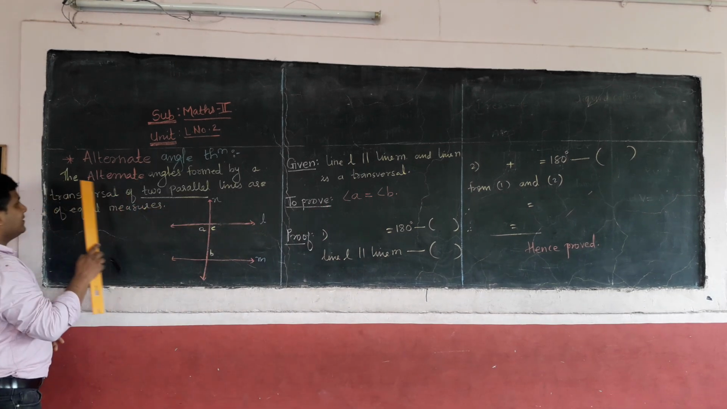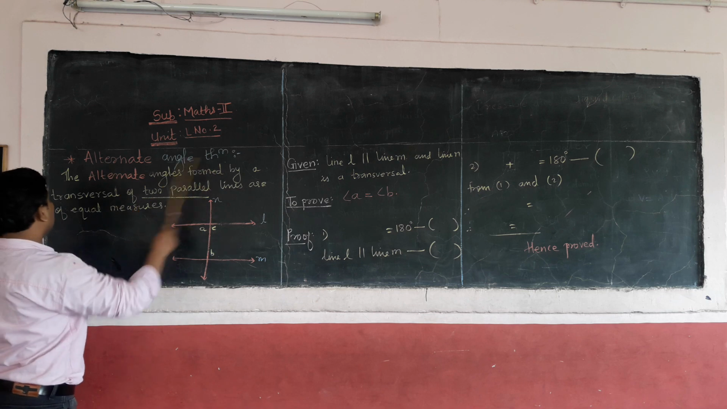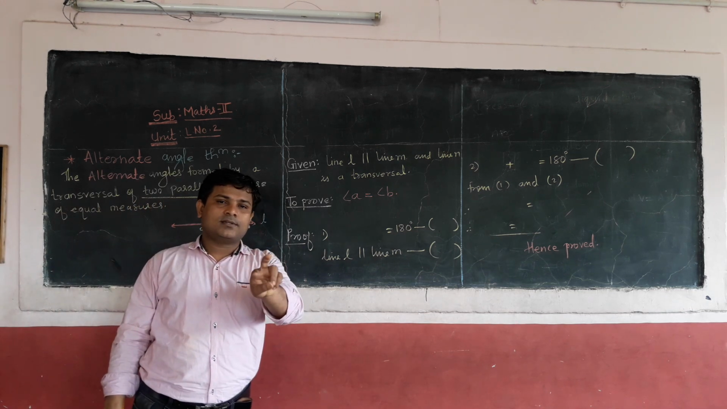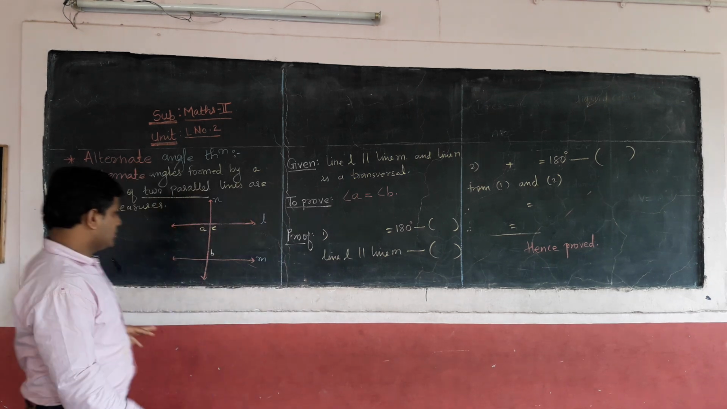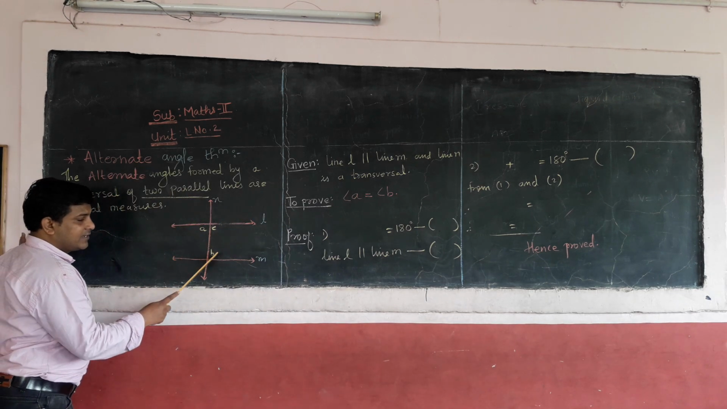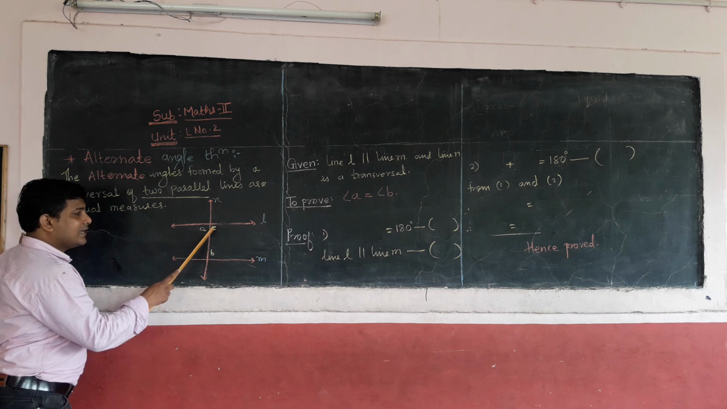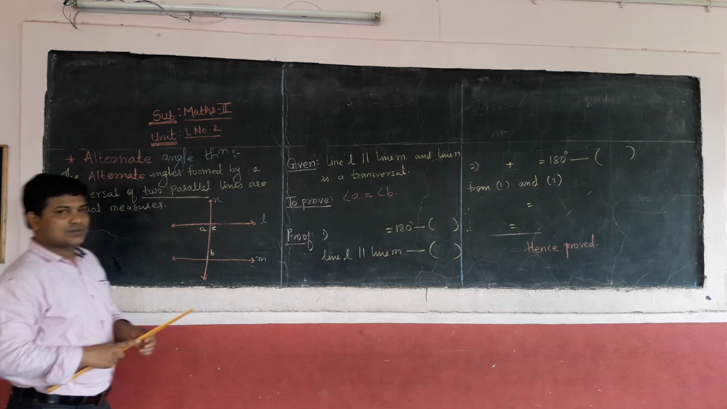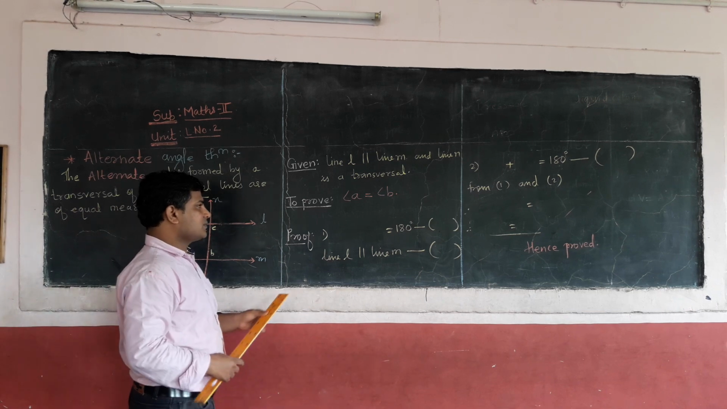See here, what is said in this theorem? The alternate angles formed by a transversal of two parallel lines are of equal measure. So A and B are the alternate angles. To prove this, I have drawn the two lines parallel, and line N is a transversal. As usual, we have drawn it like for the corresponding angle.